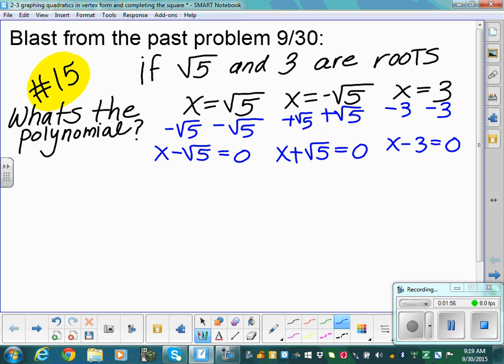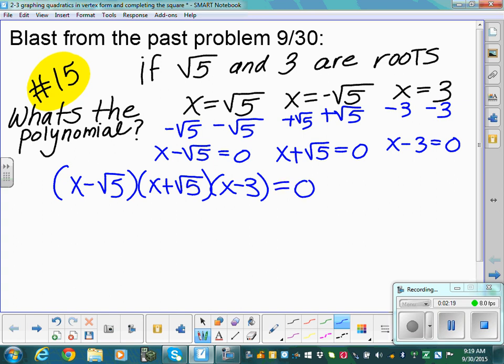Now, since they're all set equal to 0, those are our factors, linear factors. We can bring them together and multiply them out. So x minus the square root of, oops, I was going to write 15, but it's 5. x minus the square root of 5 times x plus the square root of 5 times x minus 3. And then we would go through and distribute these things. Now, once again, take my suggestion, multiply the conjugates together first, because a lot of stuff's going to cancel out.